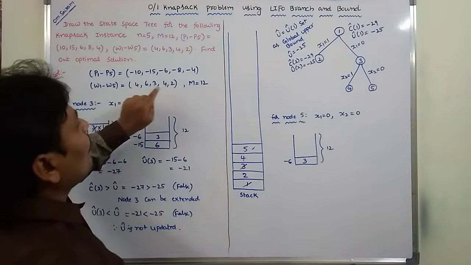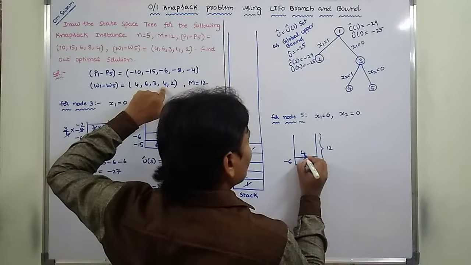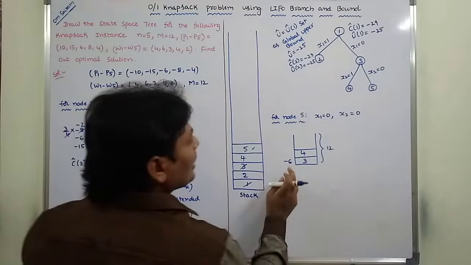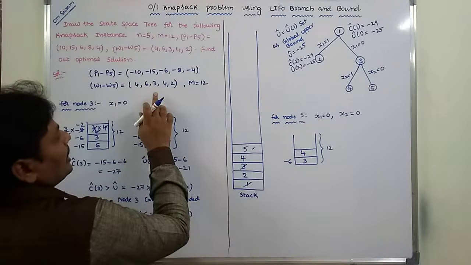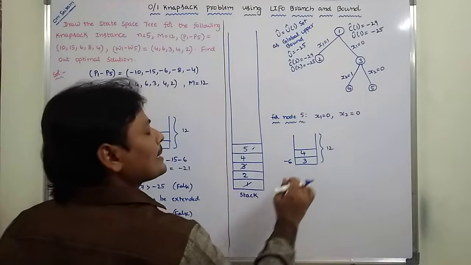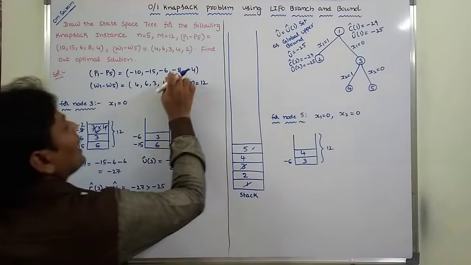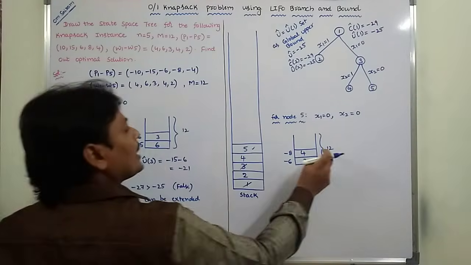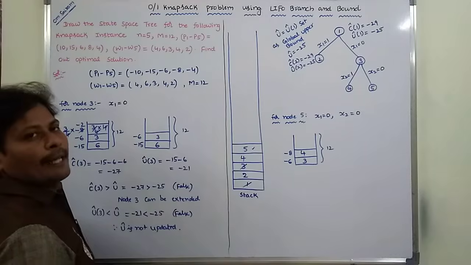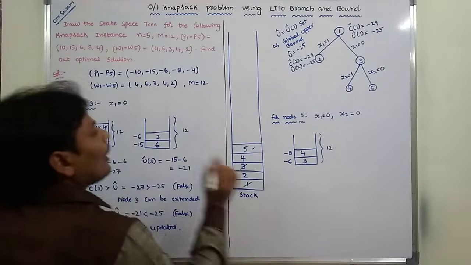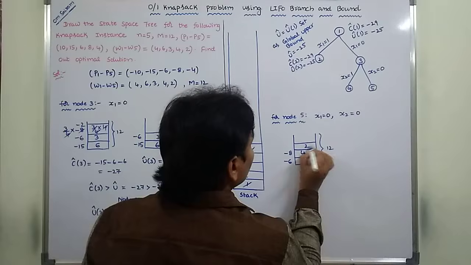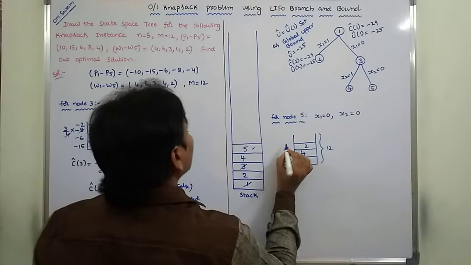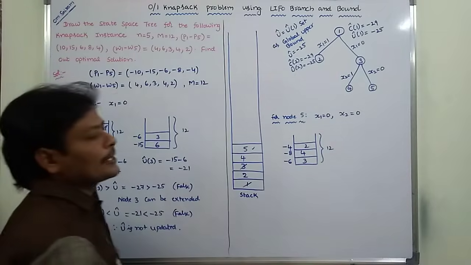Now the fourth object is completely placed into the knapsack because 4 is less than 9. The remaining capacity is 9. The fourth object weight is 4, so 4 is less than 9. It is completely placed into the knapsack. The corresponding profit is minus 8. Next, what is the remaining capacity? 12 minus 7, that is 5. Next, the fifth object is completely placed into the knapsack. Its weight is 2, less than 5. So it is completely placed, and the corresponding profit is minus 4.